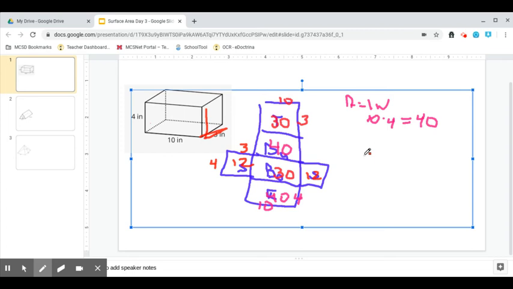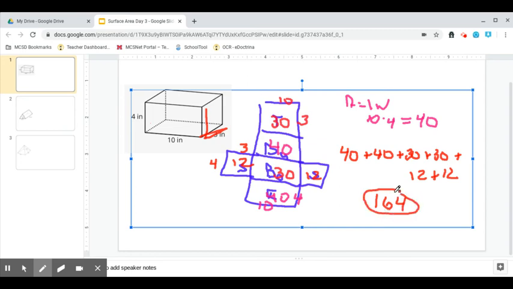So if I want to find the surface area of this, I have to add up all these pieces. I have 40 plus 40 plus 30 plus 30 plus 12 plus 12. 40 and 40 is 80, plus 30 is 110, plus 30 is 140, plus 12 is 152, plus 12 is 164. So it's 164 square units.